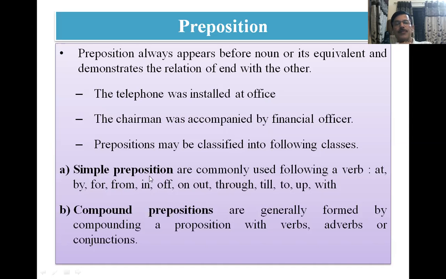Simple preposition and compound preposition. Examples for simple prepositions commonly used are: at, by, for, from, in, of, on, out, through, till, to, up. Similarly, compound prepositions are generally formed by compounding a preposition with verbs, adverbs, or conjunctions. So this is about the preposition. Hope you are following this because already you have learned this in the entire spoken English course. So this is just refreshing your memory.